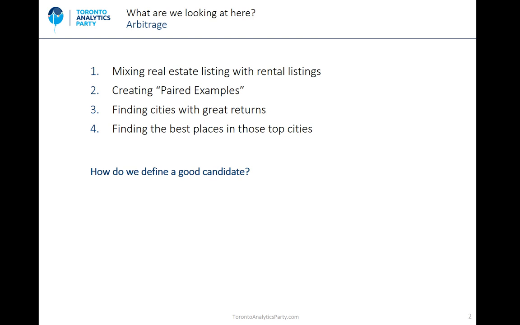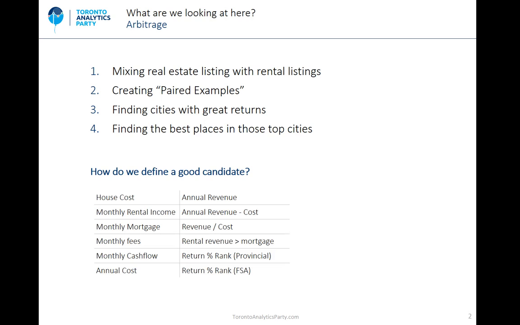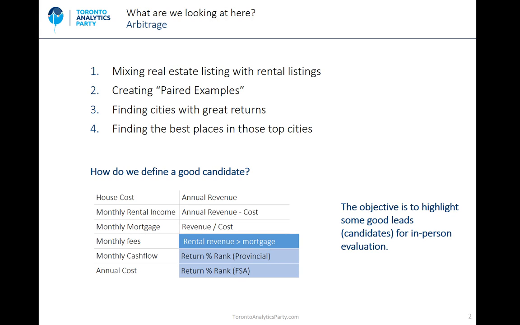Now, how do you define a good candidate? Well, there's a lot of different metrics I can show you. But ultimately, as mentioned, we want the rental revenue greater than the mortgage, and I want to know, if that is true, how does that rank with all the other units that might be up on the market at the same time? Now, the objective is to highlight good leads or candidates for in-person evaluation. So, just to highlight for a potential investor, maybe 5 or 10 units that you want to take a look at and evaluate.